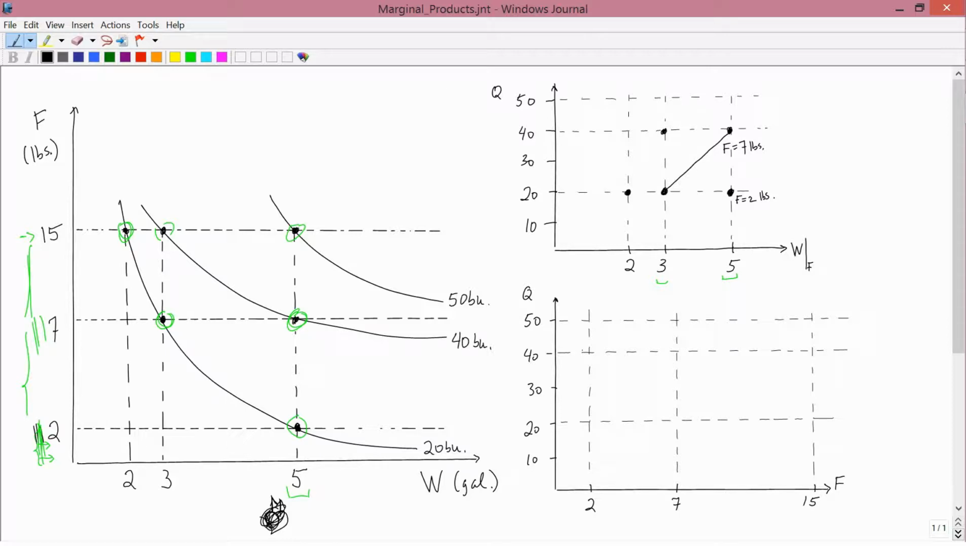And finally, we get this point here, which is at F equals 15 and W equals 5, you can produce 50 bushels of corn. So 5 and 50 bushels of corn. So that looks as follows.